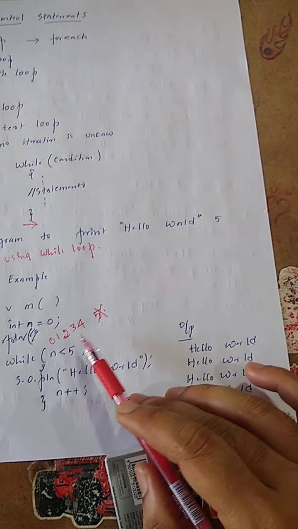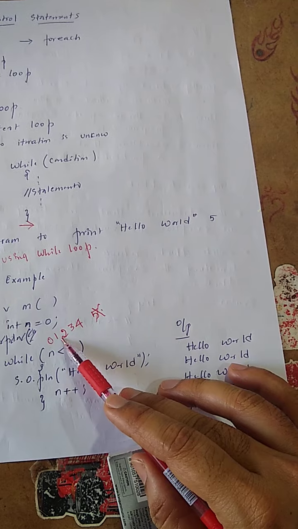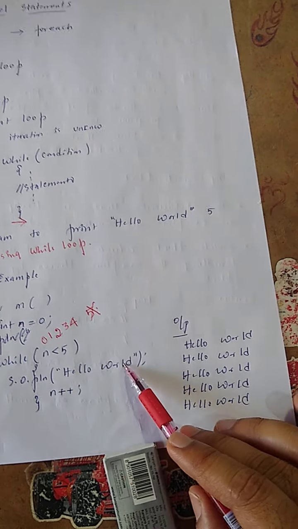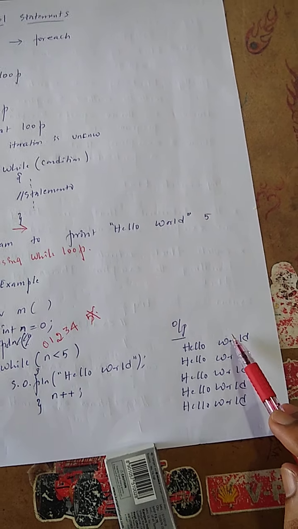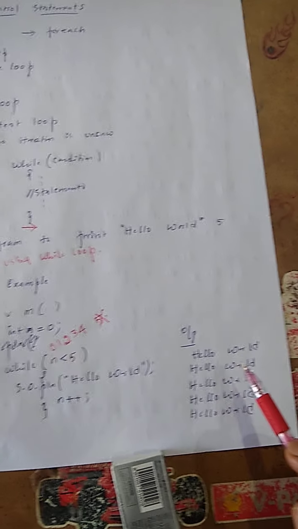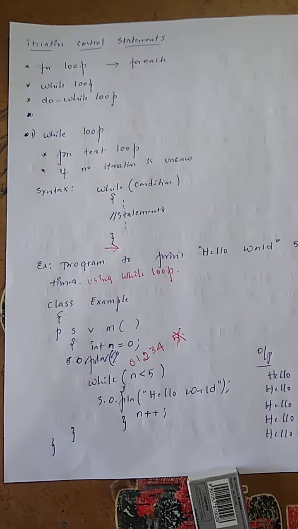You'll get the output in this step, hello world. How many times? 5 times. Why? Because 1, 2, 3, 4, 5, 5 times it will print hello world. Since I'm using println, after printing each hello world, the cursor will come to the next line. Just copy the program along with the output.